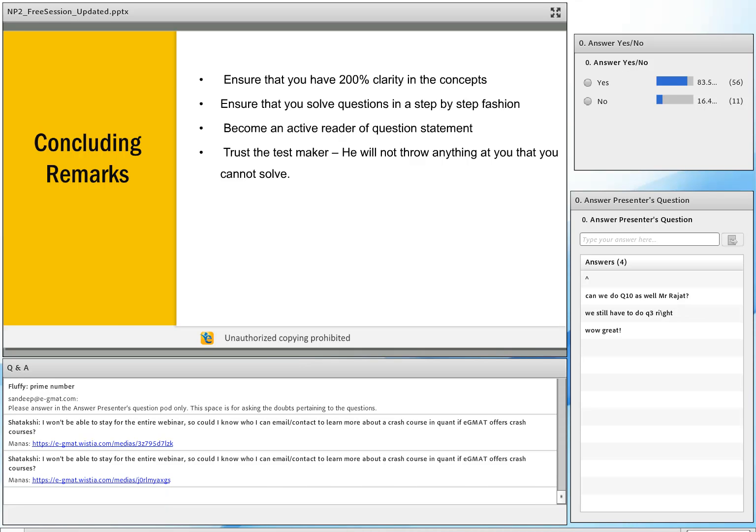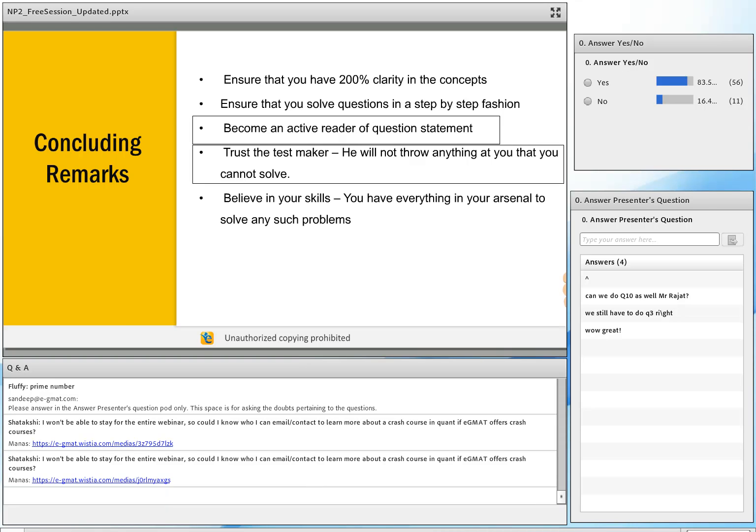One thing that we did not emphasize directly, but I want to make sure we get to it, is that when you solve a question, become an active reader. And the second thing is, when you see something complex, don't worry. Don't start to panic. Why? Because the test maker will not throw anything complex at you. Okay. You know everything that is there to be able to solve this. Good luck.